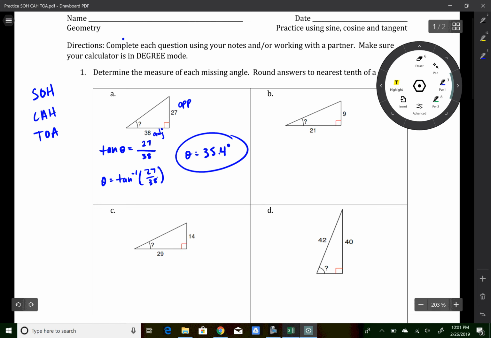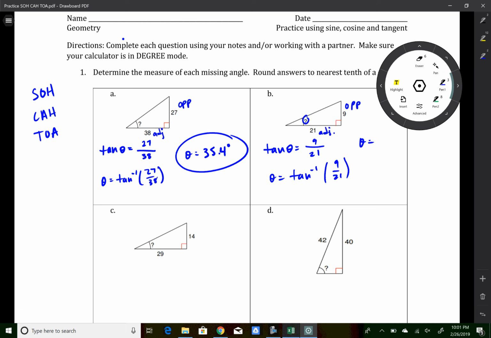Part B. Again, here's our missing angle. We have opposite and adjacent, so we've got tangent again. Same exact thing, we just have a different ratio. A different ratio means we're going to have a different angle. So the steps are exactly the same. Still going to use inverse tan, and we just have to type that one in. If you're having trouble typing them in the calculator, ask somebody. It's not that bad. 23.2.